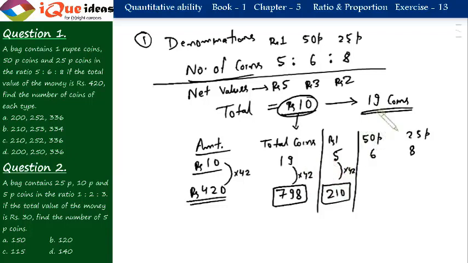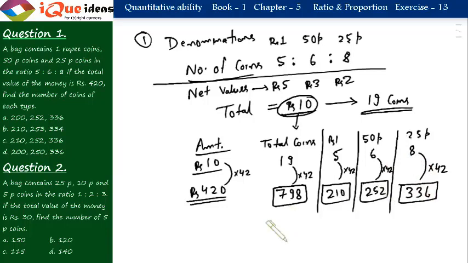If you want to find 50 paisa coins directly, then it is 6 into 42, that will be 252 coins. If you want to calculate the number of 25 paisa coins directly, you can multiply by 42. So 8 4s are 320 and 16, so 336 coins. Right? So this is one very good way of doing this question. What we did was we assumed that the ratio given itself is the number of coins. So our answers are 210, 252 and 336 coins. This was a very good question. Without using variables, we could do this.